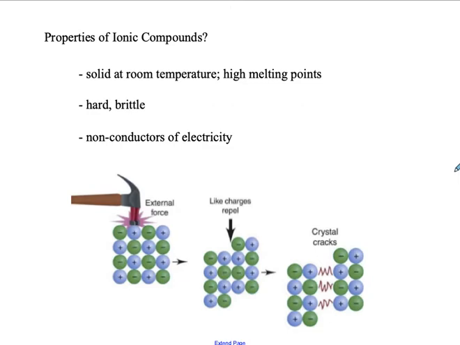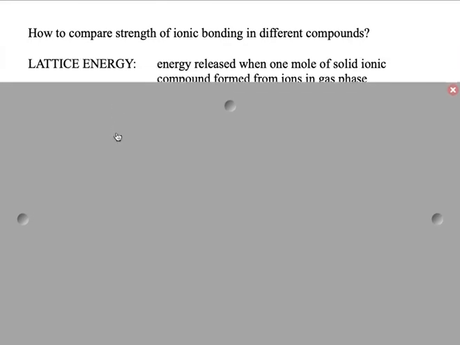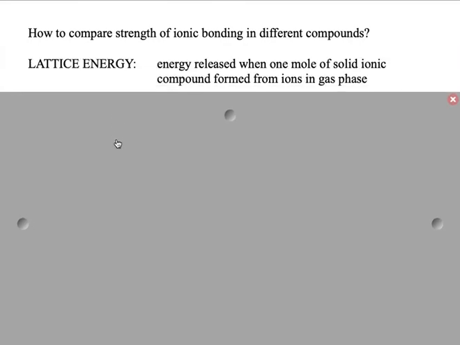Okay? And you can see this quite easily. If you have any rock salt in your garage, go out and get a big piece of rock salt, hit it with a hammer, it will not flatten out, it will in fact shatter. And that's because of the ionic bonding. Now, how do we compare the relative strength of ionic bonding in different ionic compounds? For that, we're going to use a quantity called the lattice energy.